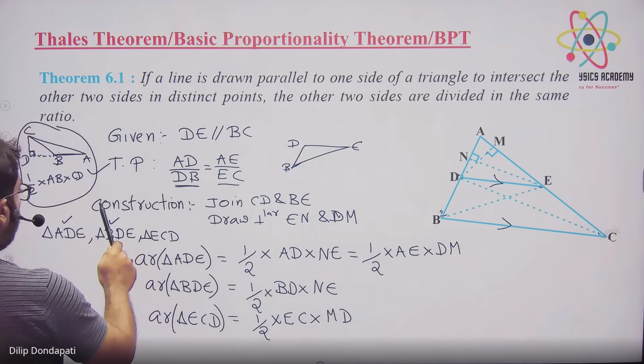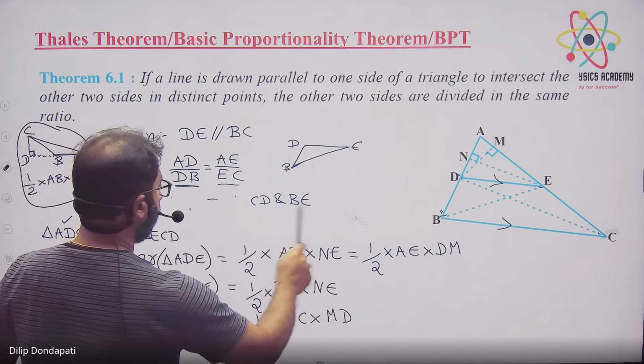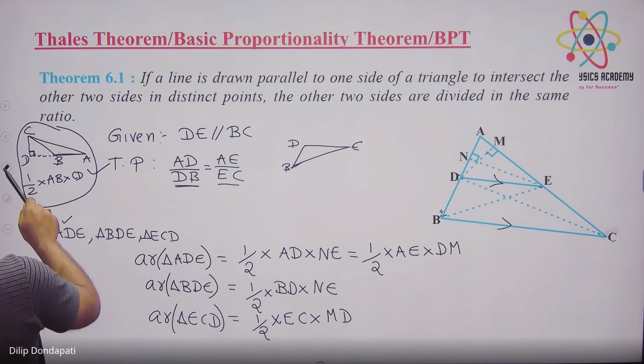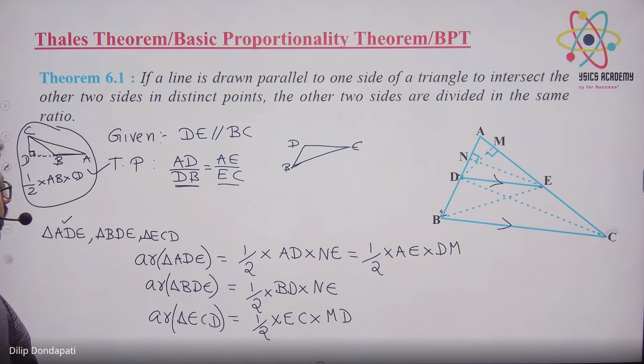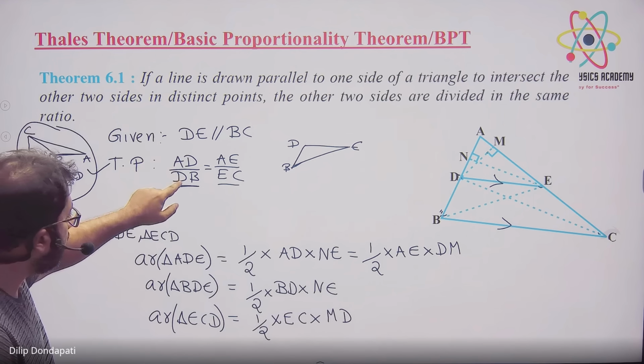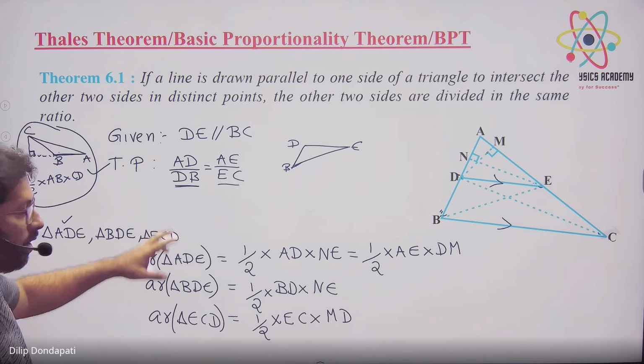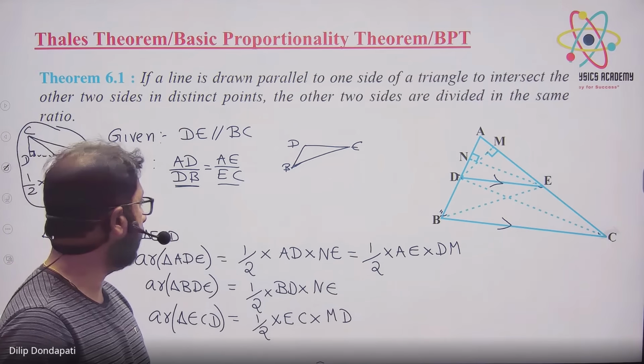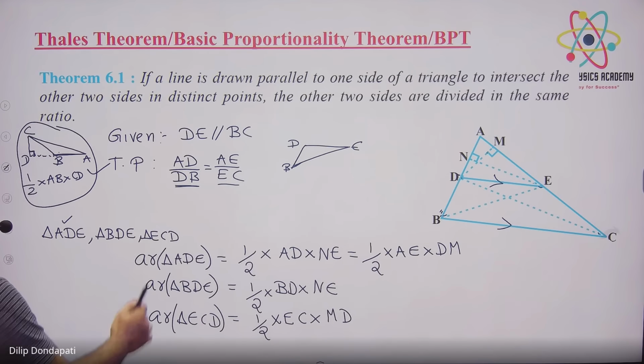Now we will see. Okay, now AD by DB, which triangle will we take? Tell me. To get AD by DB, which triangle will we take? The bigger triangle formed from AD divided by the triangle formed from DB, both of them we are taking. So that I will get AD by DB, right?